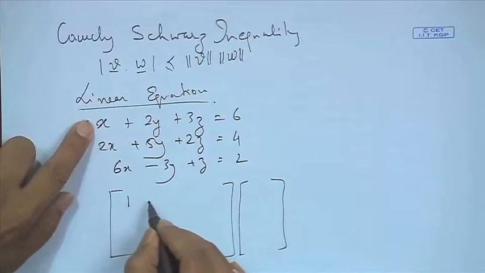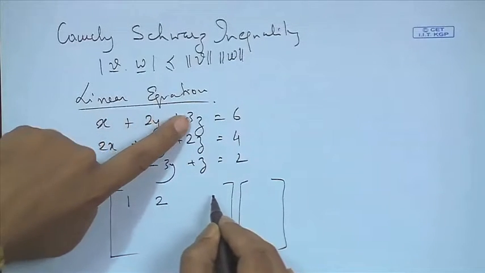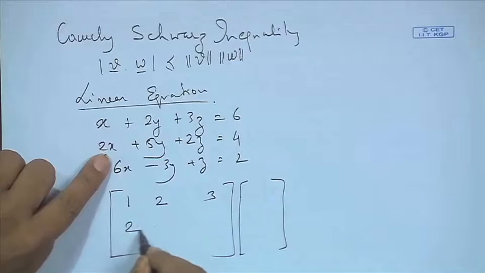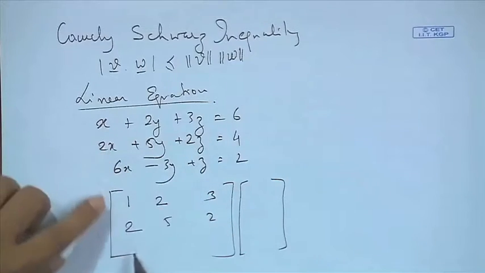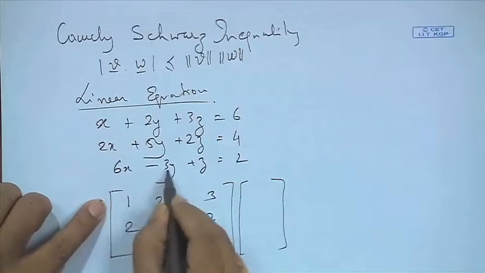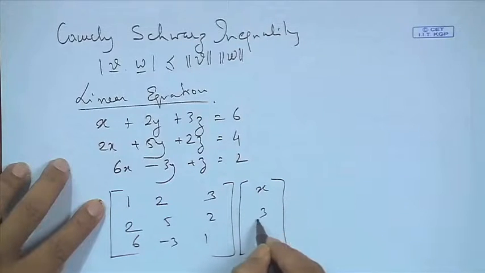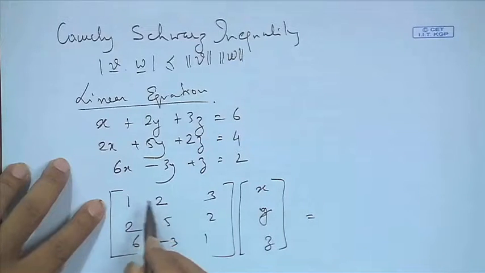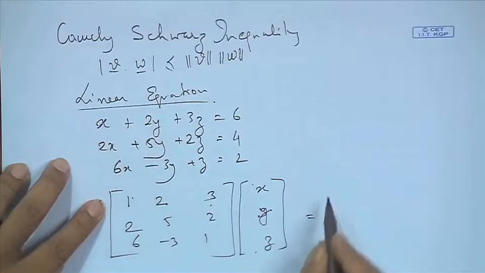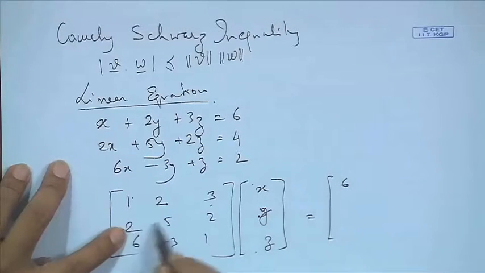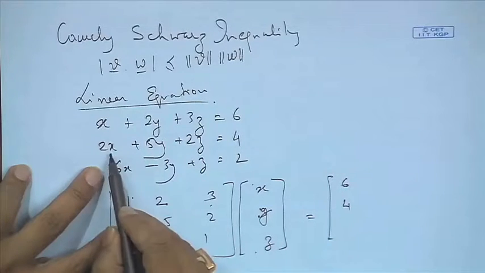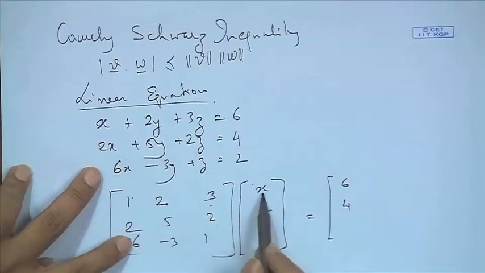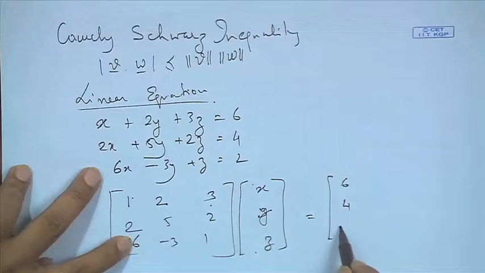1, which comes from here, 2, which comes from here, and 3, which comes from here. Then 2, 5, 2, and 6, minus 3, 1, and here it is x, y, z. So if you do this product, 1x plus 2y plus 3z is equal to 6. 2x plus 5y plus 2z is equal to 4. Finally, we have 6x minus 3y plus z is equal to 2.